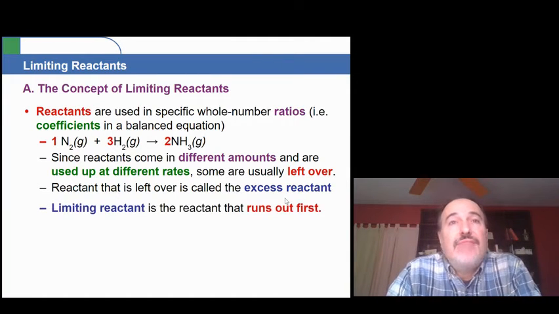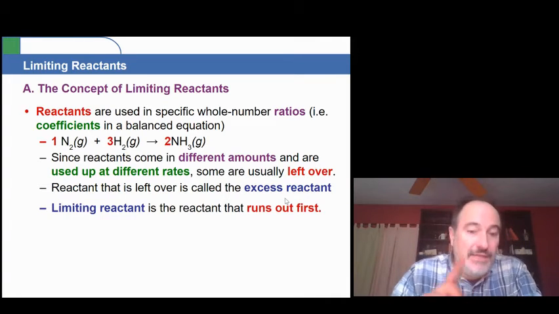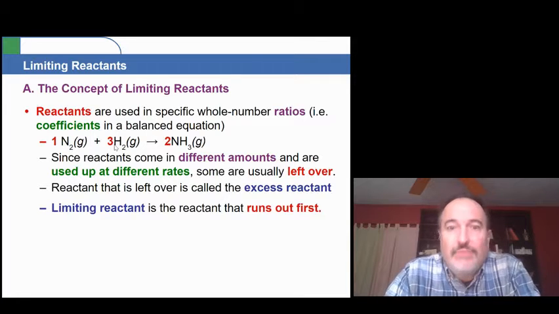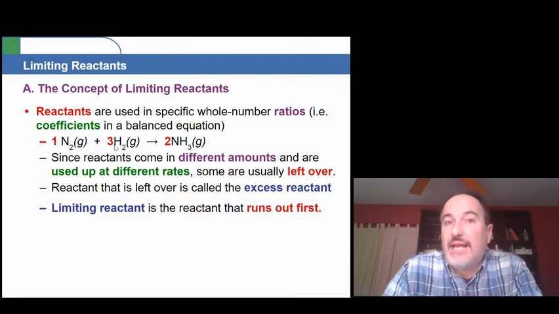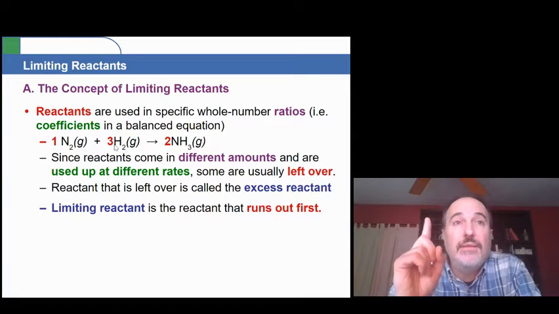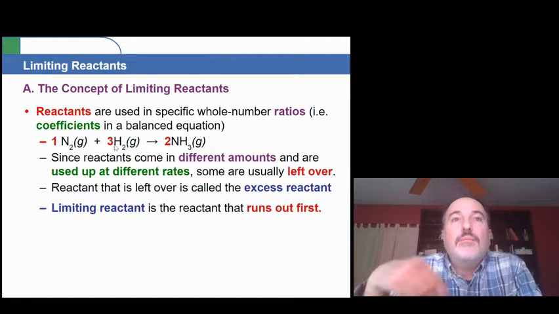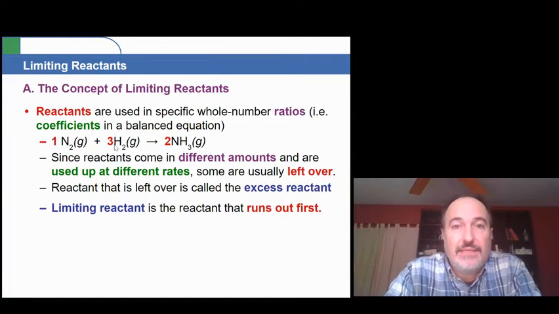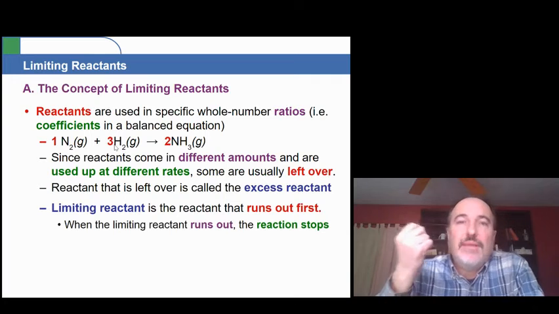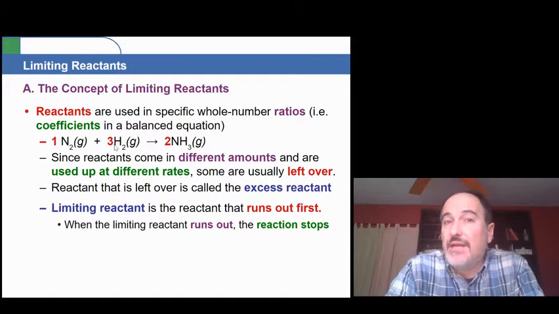Limiting reactant, that's what we call the reactant that runs out first. Now, keep in mind, this particular reaction has only 2 reactants. One of them is going to get used up. That's the limiting reactant. One of them is going to be left over. That's the excess reactant. If you have more than 2 reactants, that's fine. One of them will be the limiting reactant. More than one can be the excess reactant. But every one of these problems is going to have one limiting reactant. Because when the limiting reactant runs out, the reaction stops.